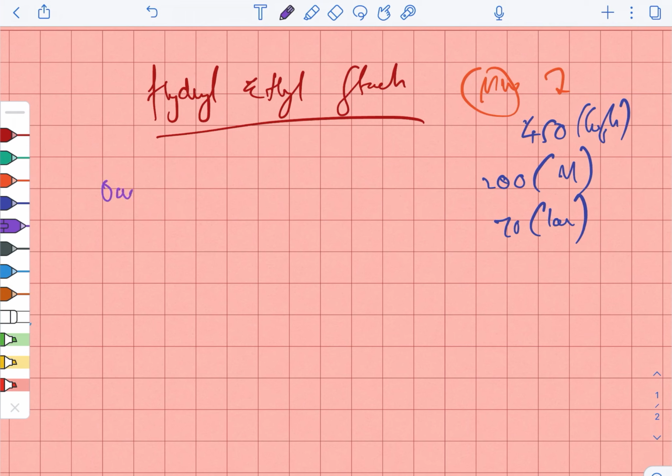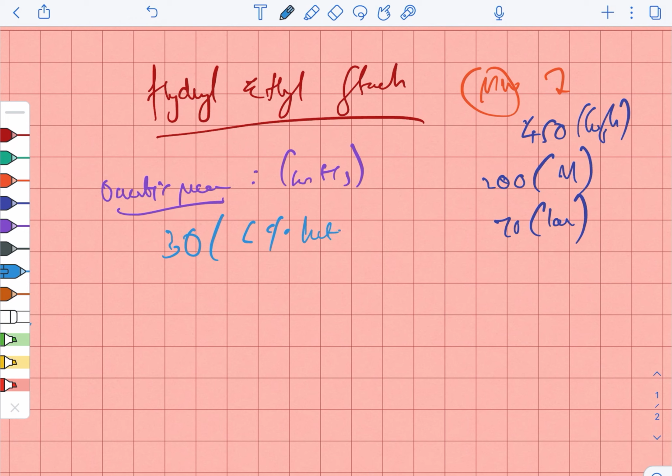Next, now looking at the oncotic pressure, this is in mmHg. The oncotic pressure is about 30, and here there is 6% hetastarch. Now looking at the duration of action, in case of hydroxyethyl starch, duration of action is 24 hours. This is in case of 6% hetastarch.